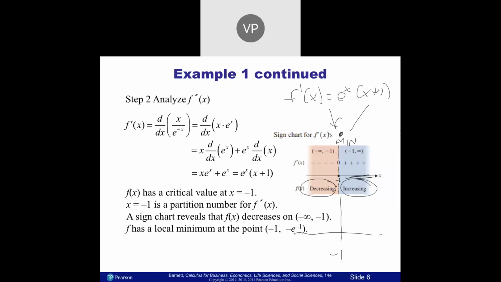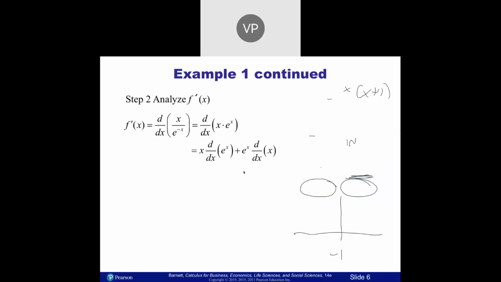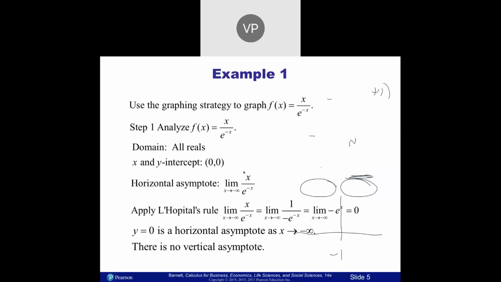F has a local minimum at -1 comma negative e to the -1. And remember how they get that? That's back from the original function. The original function, that's what we're plugging into. So let me just go back a couple steps just so you do not forget. There's my original function right there at the top. We knew -1 is going to be a local minimum. So what do I do to get the actual point? I plug in -1 right here. And that's how they got the answer that you saw.